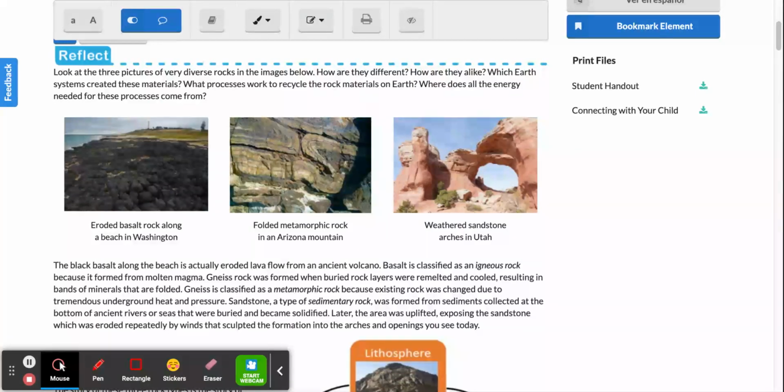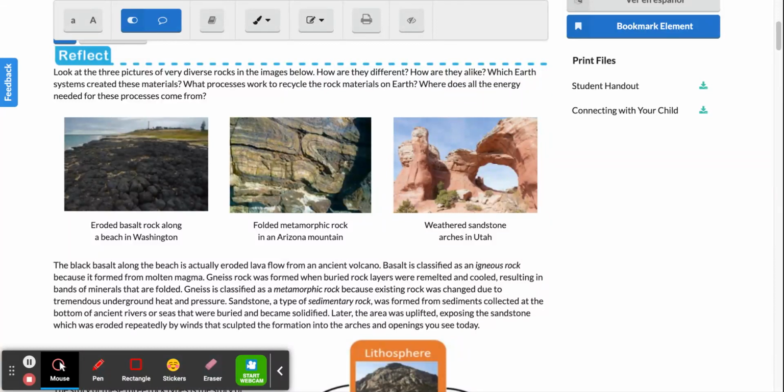Eroded basalt rock along a beach in Washington, folded metamorphic rock in an Arizona mountain, weathered sandstone arches in Utah. The black basalt along the beach is actually eroded lava flow from an ancient volcano. Basalt is classified as an igneous rock because it formed from molten magma. Gneiss rock was formed when buried rock layers were remelted and cooled, resulting in bands of minerals that are folded. Gneiss is classified as a metamorphic rock because existing rock was changed due to tremendous underground heat and pressure.